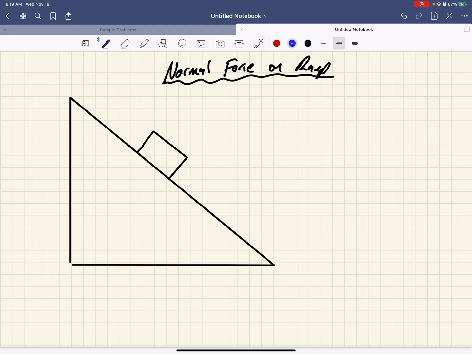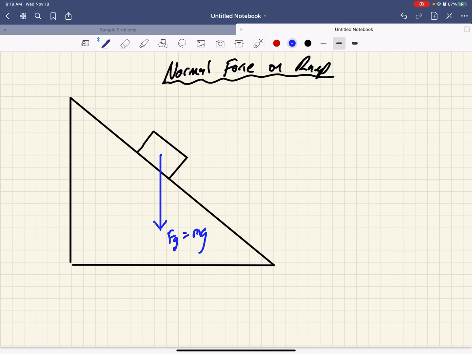Now let's take a look at the forces acting on the book. Well, gravity always goes straight down, so we're going to still draw gravity going straight down. And that is still mg.